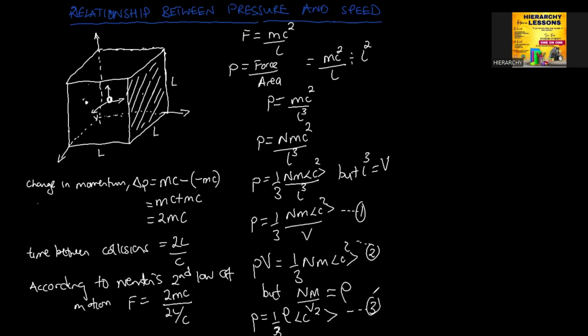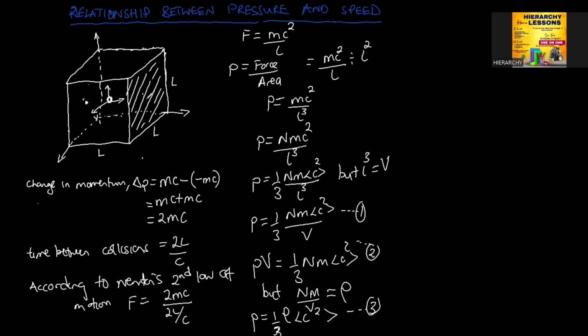Now I want to look at the relationship between temperature and kinetic energy, using that equation. Just a recap. We're considering a molecule rebounding elastically with this shaded face. The change in momentum is mc minus, since it rebounds and travels in the opposite direction, minus mc. So it's mc plus mc, which gives us 2mc. That's the change in momentum. Then the time between collisions.